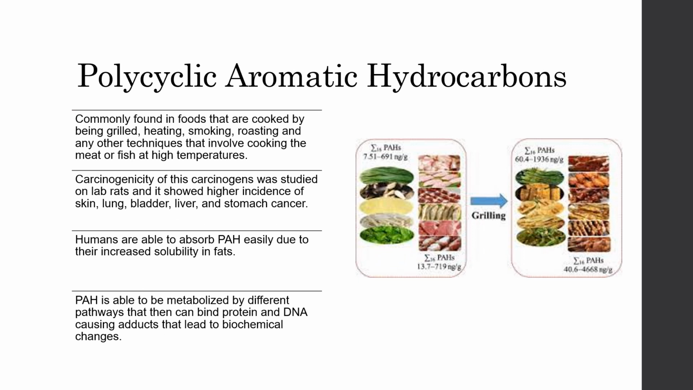The last carcinogen covered in this presentation will be polycyclic aromatic hydrocarbons, also known as PAH. This carcinogen is most commonly found in grilled red meats, as the smoke from the cooking could be highly carcinogenic. PAH is commonly found in foods that are grilled, heated, smoked, roasted, or cooked by any other techniques that involve cooking the meat or fish at high temperatures.